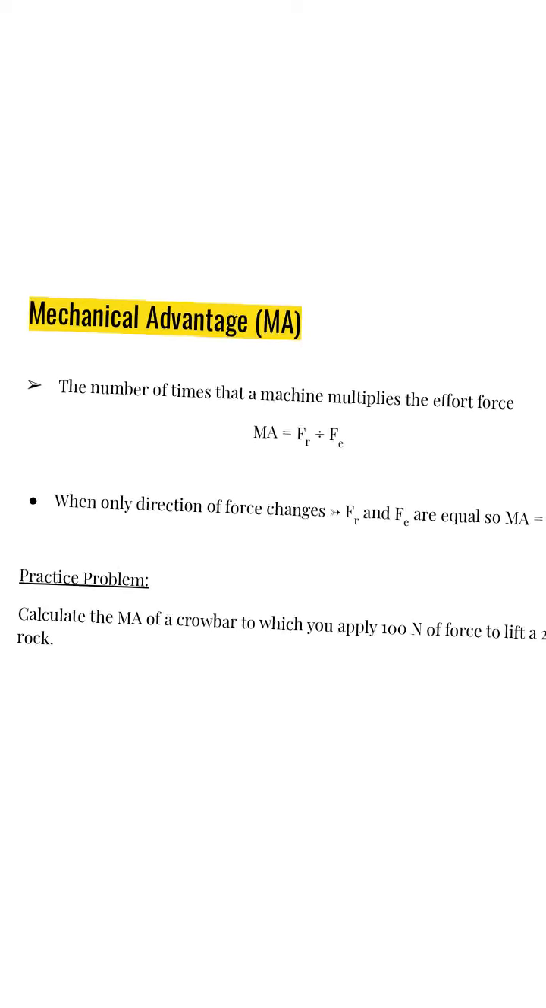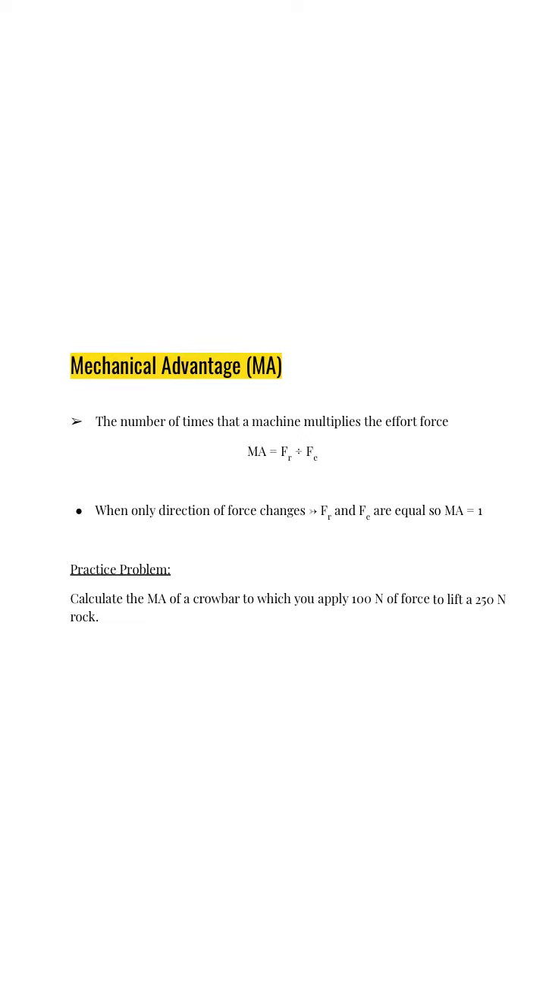Now, when only the direction of the force is changing, so the effort force and the resistance force are equal, but we're just changing the direction of the force to make it a little easier, so we're pulling down rather than pulling up, the mechanical advantage is obviously going to be 1 because the effort and the resistance were equal to one another. So if we solve a mechanical advantage problem, we're calculating the mechanical advantage of a crowbar.